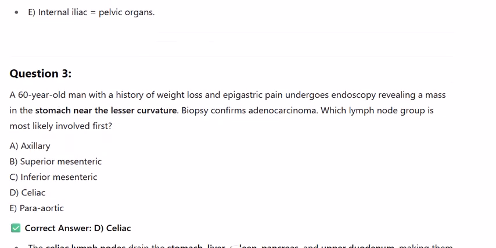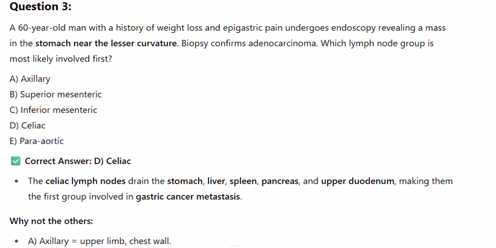Question 3. A 60-year-old man with a history of weight loss and epigastric pain undergoes endoscopy revealing a mass in the stomach near the lesser curvature. Biopsy confirms adenocarcinoma. Which lymph node group is most likely involved first? A. Axillary. B. Superior mesenteric. C. Inferior mesenteric. D. Celiac. E. Paraaortic. Correct answer, D. Celiac.